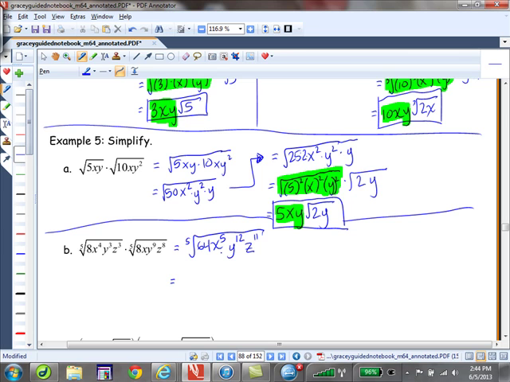Now I need to look for perfect results of raising something to the 5th. So I know that 32 is 2 to the 5th, and 32 times 2 is 64. X to the 5th we'll leave alone. Now y to the 12th, I need things that are multiples of 5, so I'm going to write y to the 12th as y to the 10th times y squared. And same with z to the 11th, z to the 10th times z to the 1.